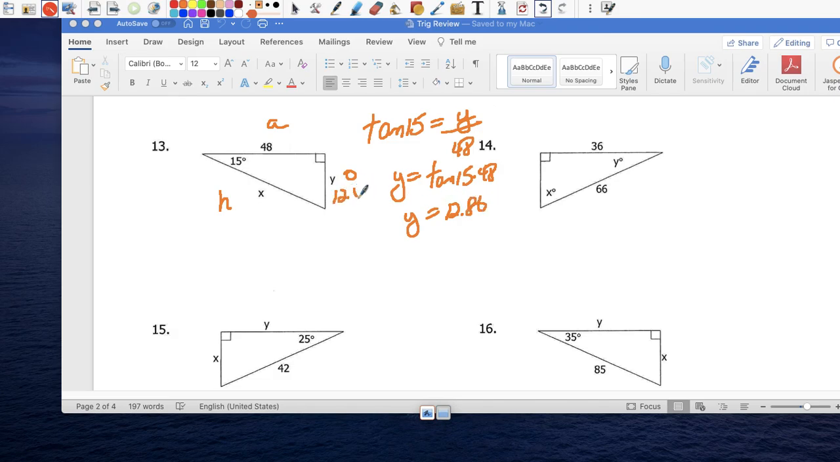And to find h, I'm going to use cosine. So cosine of angle 15 equals adjacent, which is 48, over the hypotenuse, which is x. Cross multiply. X times cosine of 15 equals 48. Divide both sides by cosine of 15. And x equals 48 divided by cosine of angle 15. And that's going to give us 49.69.